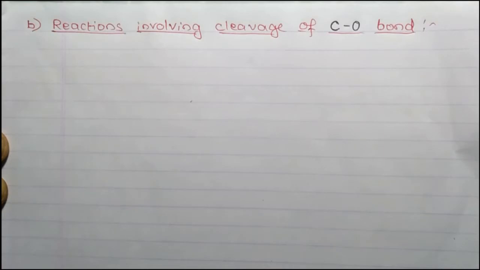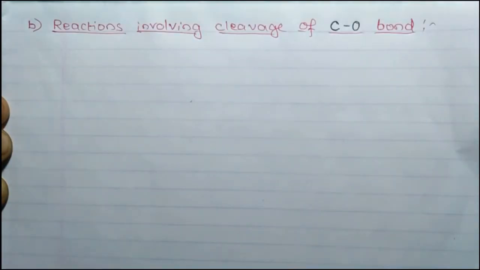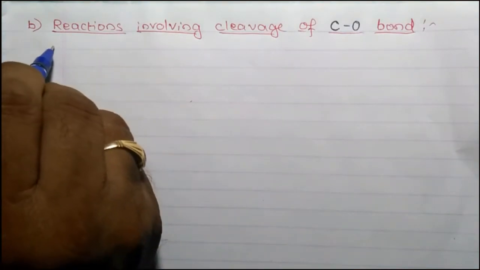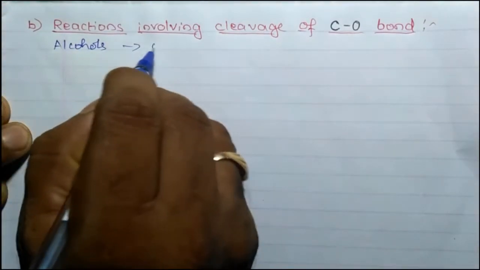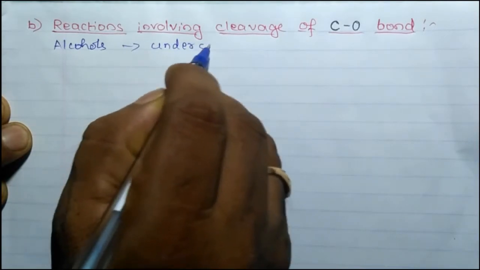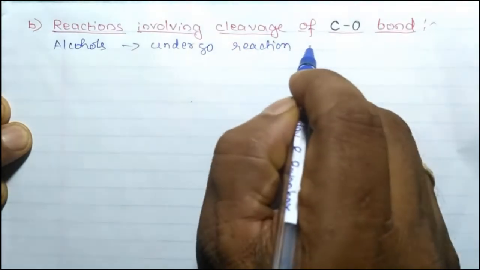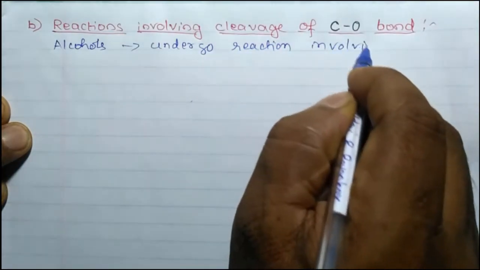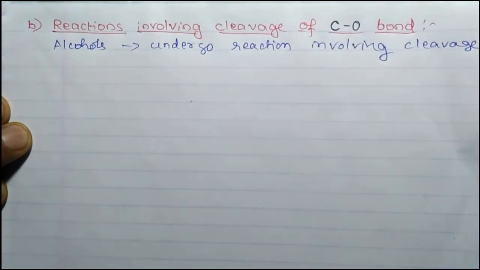Hello students, in continuation with the chapter on alcohols, we will discuss the reactions involving cleavage, or breaking up, of the carbon-oxygen bond. Generally, alcohols readily undergo these types of reactions.